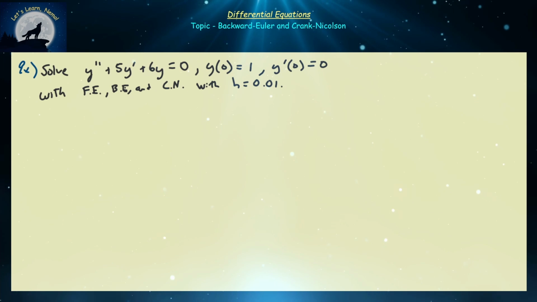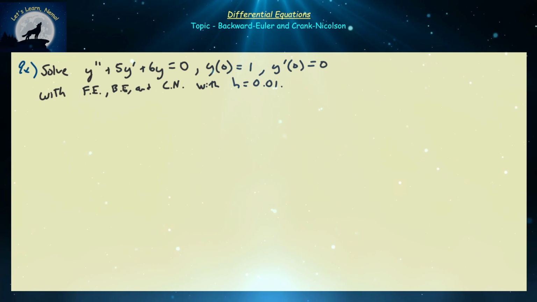For the next example, let's look at a second order differential equation and see how we can use Forward Euler, Backward Euler, and Crank-Nicolson method to solve these numerically as well. The reason I chose such a basic ODE, y double prime plus 5y prime plus 6y equals 0, a nice constant coefficient, second order, homogeneous differential equation with some initial conditions, is because we can easily find the exact solution to compare our numerical solutions to.